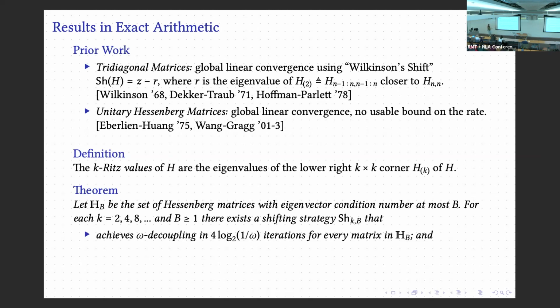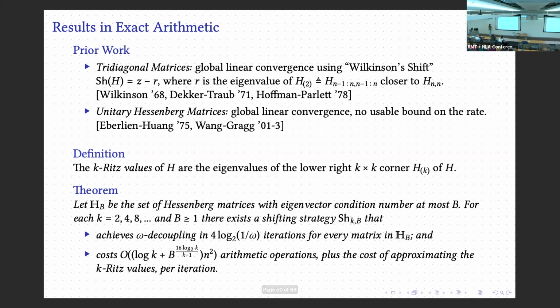One, it decouples quickly. So this means that it drives some entry below omega in like log of 1 over omega iterations, no matter what Hessenberg matrix in this set you use or start with. And furthermore, it's fairly cheap to apply each iteration and to compute the shifting polynomial.